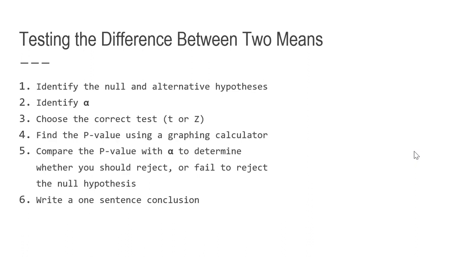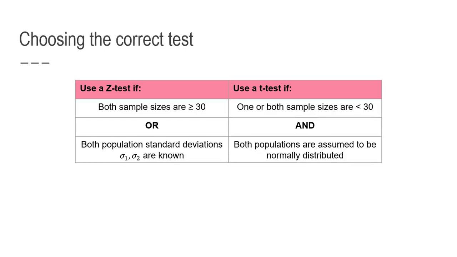So here are the steps. Again, this looks familiar. Hypotheses, identify the alpha. We do have to decide whether it should be a t-test or a z-test, and we're going to look at the conditions for that and then use your graphing calculator to find p, just like we've been doing for the last 2 units.